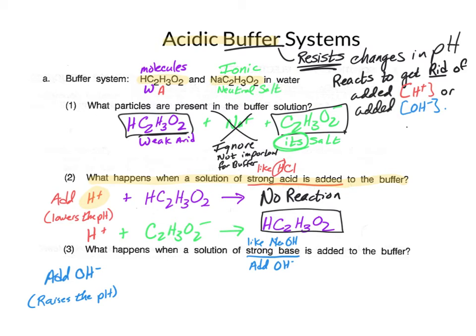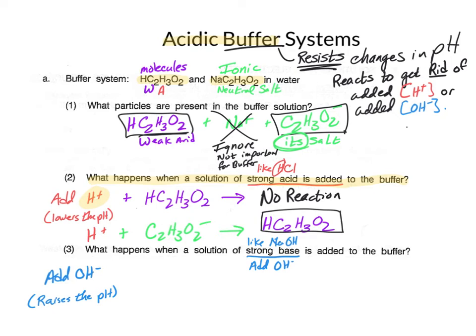So we can see that when we've added acid, H+, to this acidic buffer system, the acetate ion reacts, and it forms more of the molecular hydrogen acetate in the system. Now, let's look at what happens when we add a strong base to the buffer.